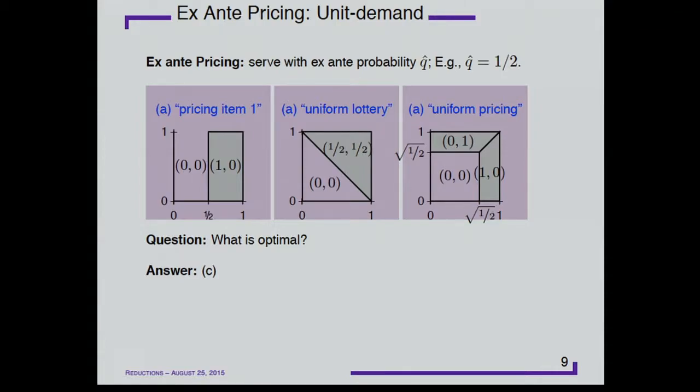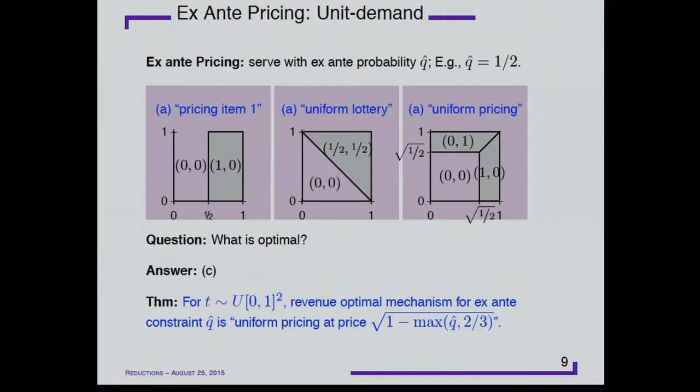Okay, so C is right. And if you remember the first slide, you should recognize C being the right answer. And in general, what's the right answer? It's going to be the uniform price that is calculated here.